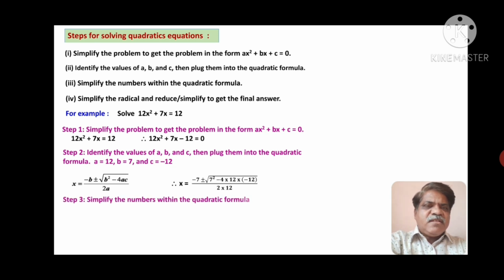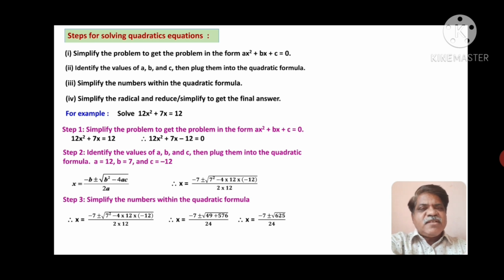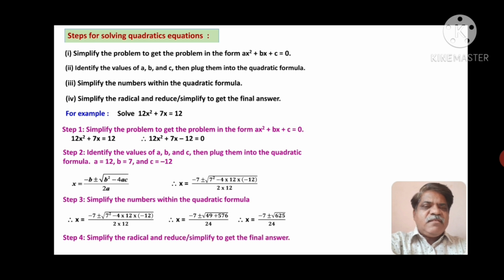Third step is simplify the numbers within the quadratic formula. The solution x is equal to minus 7 plus or minus under root 7 square minus 4 into 12 into minus 12 upon 2 into 12 could be written as x is equal to minus 7 plus or minus under root 49, that is 7 square, minus the product of the three numbers 4 into 12 into minus 12, that will be 576, divided by 12 into 2 is 24. Therefore, x is equal to minus 7 plus or minus under root, the addition of 49 and 576 will be 625 upon 24.